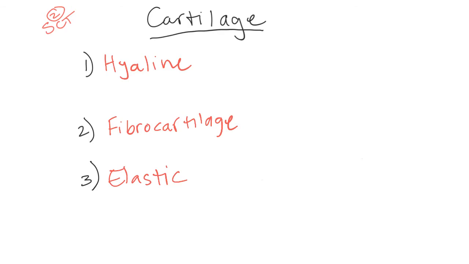Hyaline cartilage, a good example of that is in your ear. Fibrocartilage, a good example of that is the discs in your knee, which sit on top of your tibia, called the meniscus. This is a common injury, to have a torn meniscus.